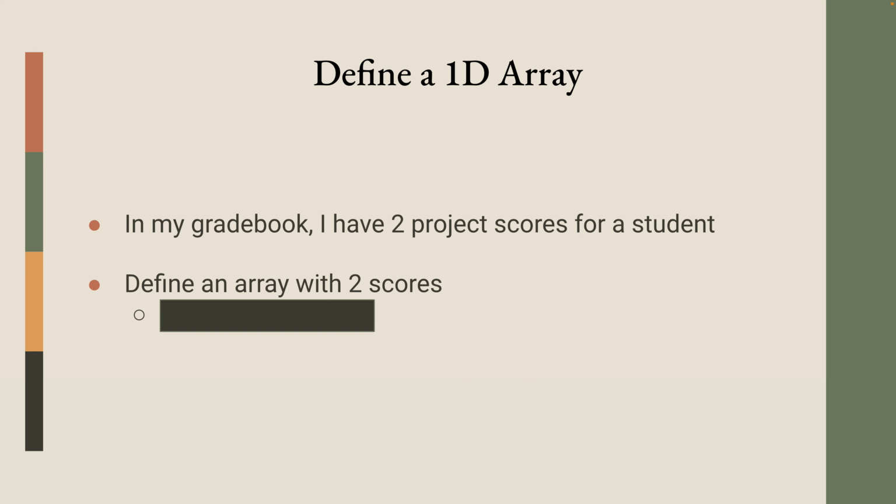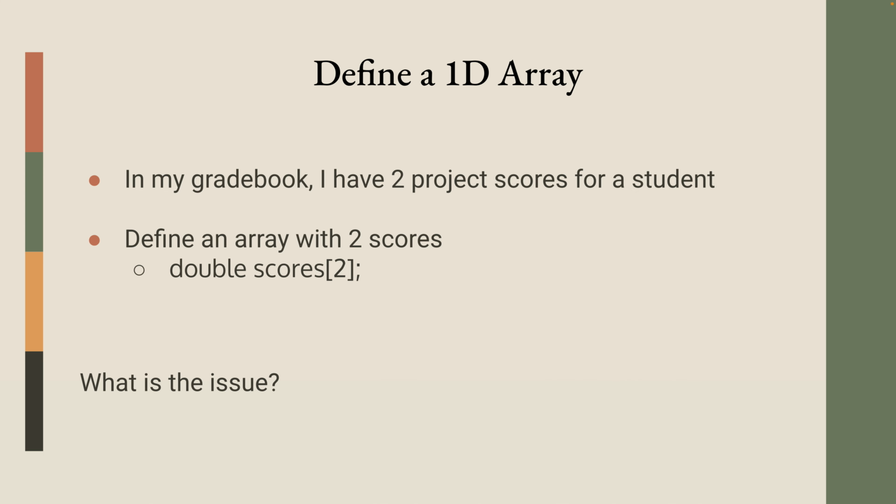In the gradebook, there's going to be 2 project scores for a student. So how can we define an array with 2 scores? Grades and then index 2. Okay, but first we need the data type. So what data type? Double. Yeah, so we'll do double grades in the square brackets, 2. So the first time when we define an array, this 2 is just the size. Any other time we see square brackets, it's going to be referring to the index. But the first time when we define it, it's just the size. So if the array is going to have 2 scores, we put in the number 2 here.